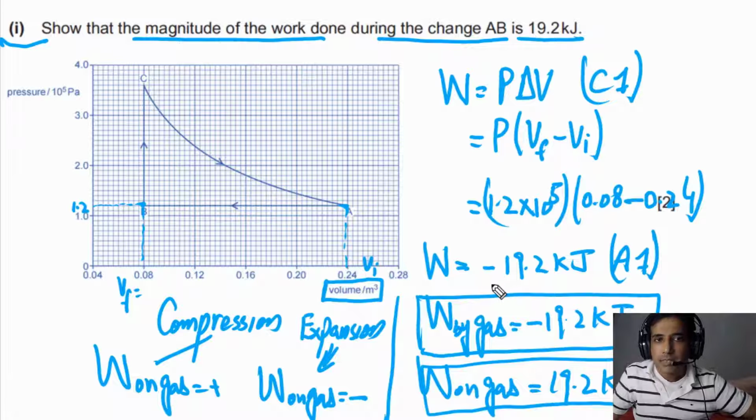And in this case, work is done on gas. So that's the reason we got this is negative, because work done by gas is negative. So in this case, we got W, work done by gas, that is negative. So if you calculate work done on gas, that one will be positive.